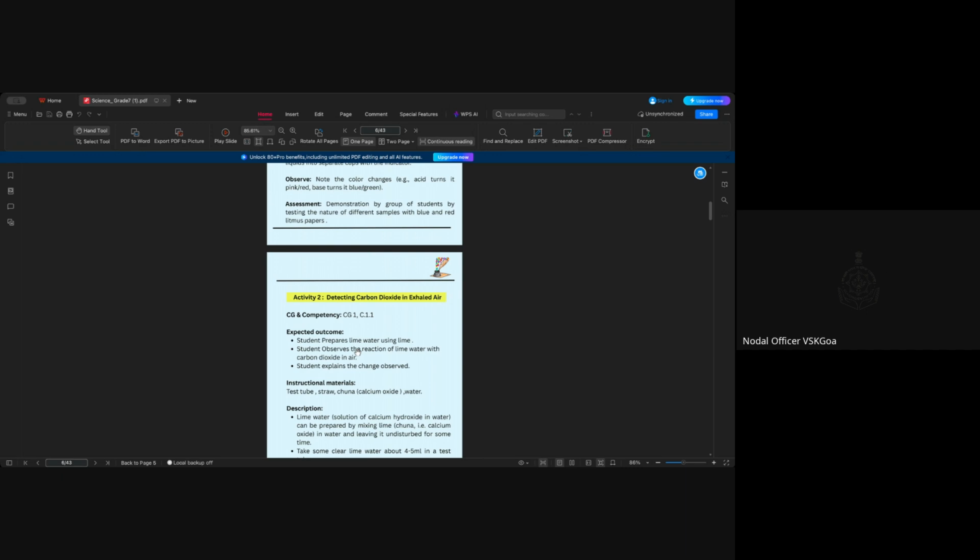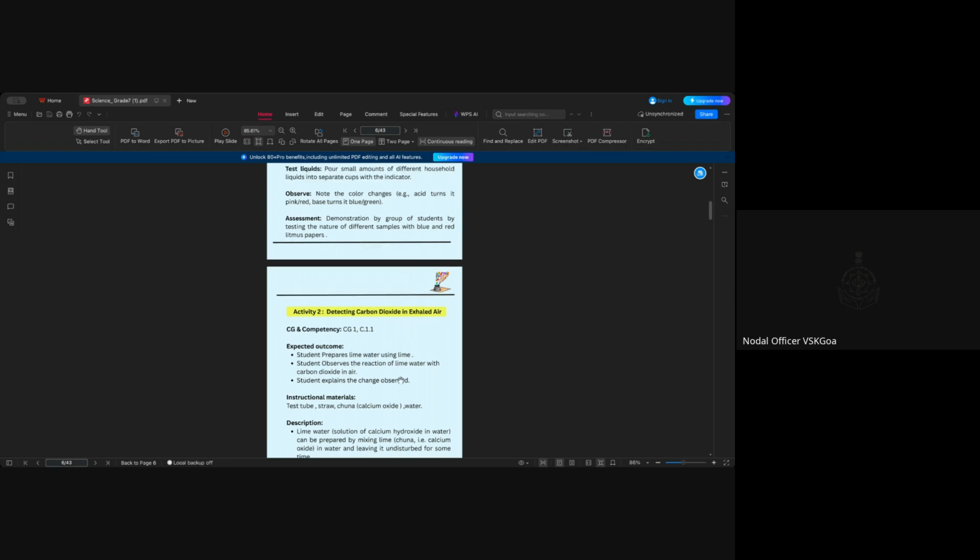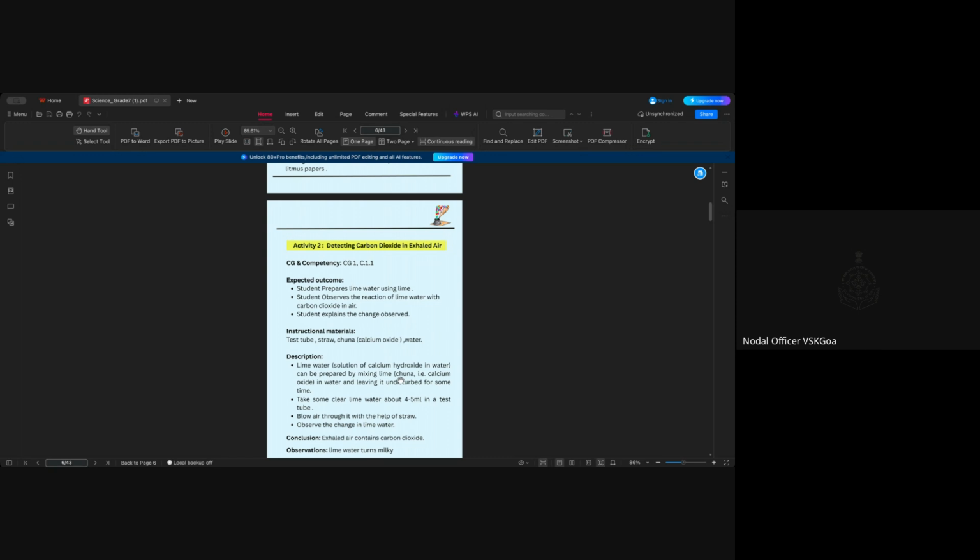So more focus is on the communication from the students' end, as we know that we are following the constructivist approach, where we are trying to tap into the students' minds, what they know, and then link it. And that's how we are building the bridge between the previous grade and the grade they are going to learn in the course of time. The expected outcome for this activity is that we are going to teach them the preparation of lime water. The students are going to observe the reaction of lime water with carbon dioxide. That is the major aim in this activity, and then students are going to explain what they have observed.